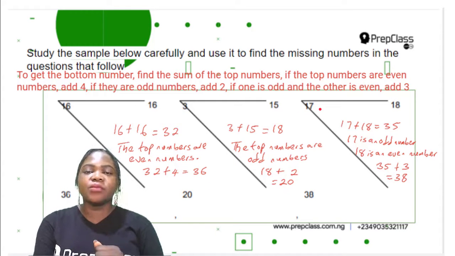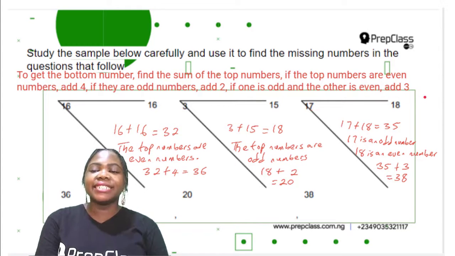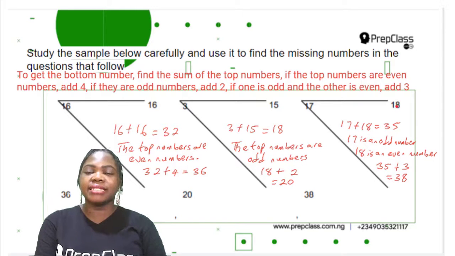So let's do the same with the third sample and see if it's going to work. The top numbers are 17 and 18. So the sum of 17 and 18 is 35. Now, what kind of numbers are the top numbers? Are they odd numbers or even numbers or both? So 17 is an odd number because it ends in 7. 18 is an even number because it ends in 8.